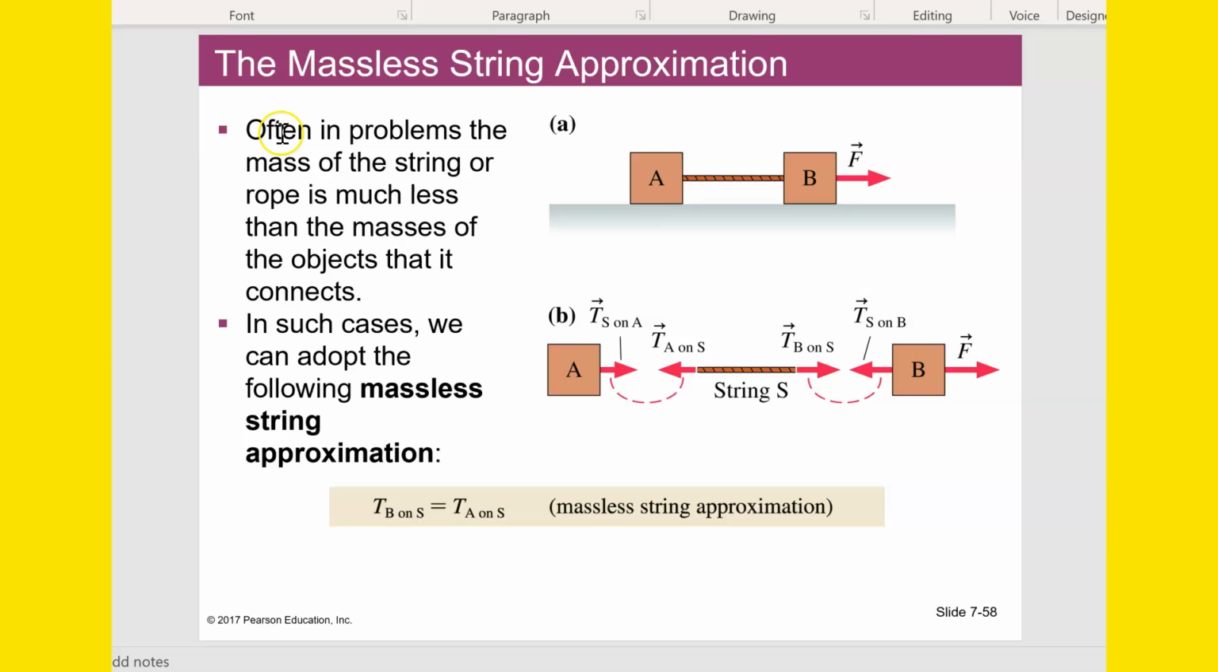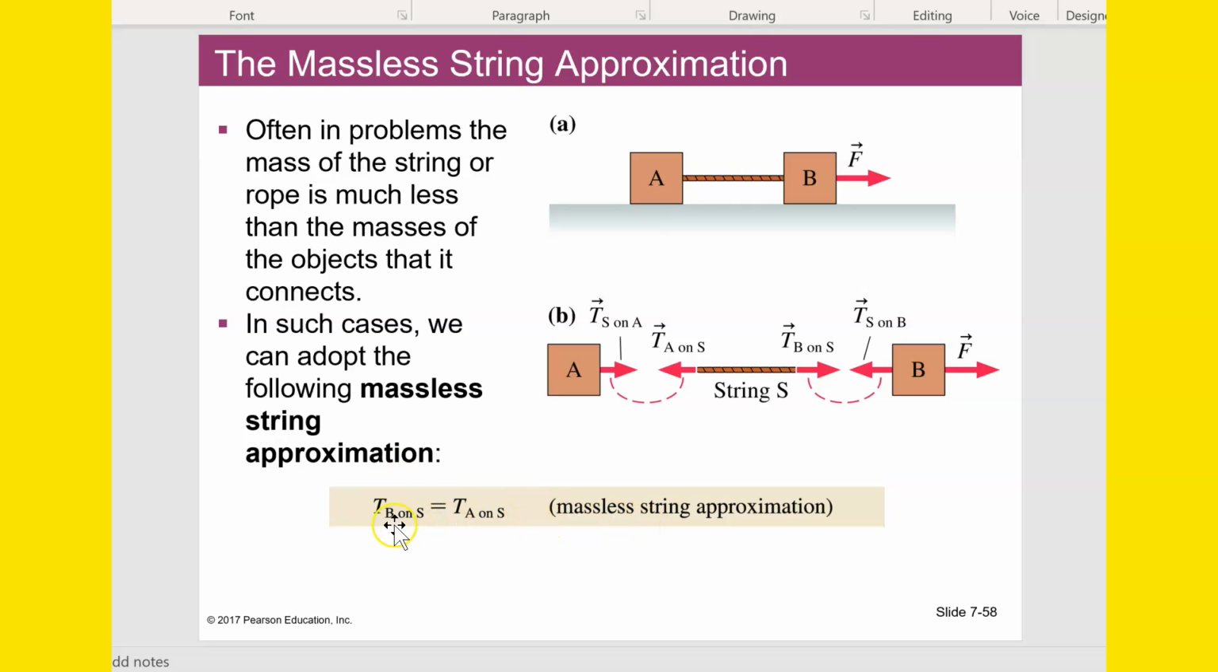All right. Next, the massless string approximation. Often in problems, the mass of the string or rope is much less than the masses of the objects that it connects. In such cases, we can adopt the following massless string approximation. So we just assume that the string is massless in order to make this situation simpler for us to figure out. We can do that when the mass of the connecting thing is negligible, or very, very small compared to the mass of the objects themselves.